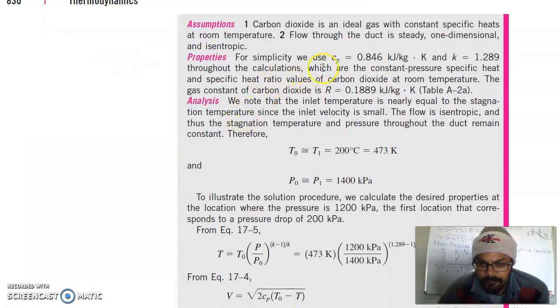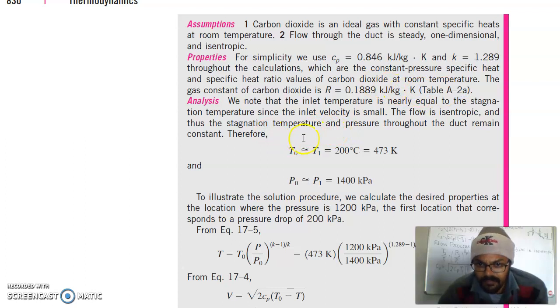So for simplicity, we use specific heat Cp equal to 0.846 kJ per kg K, k equal to 1.289, and R equal to 0.1889 for carbon dioxide. It is taken from the table.